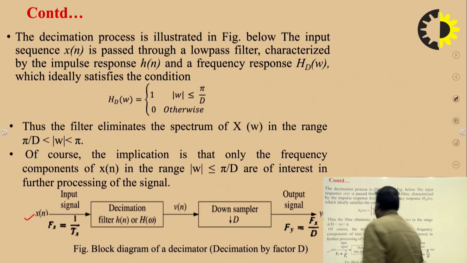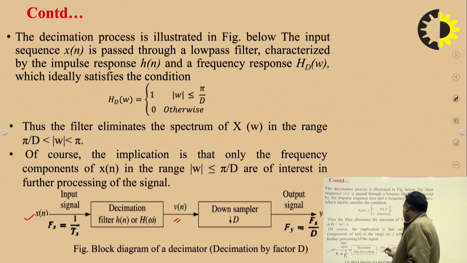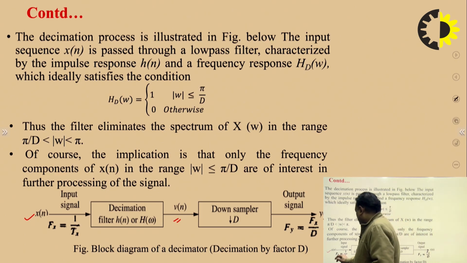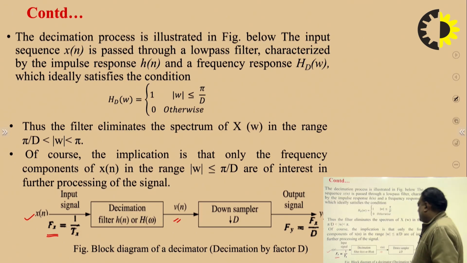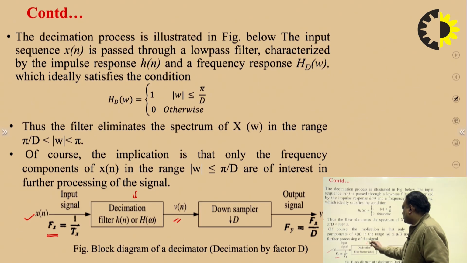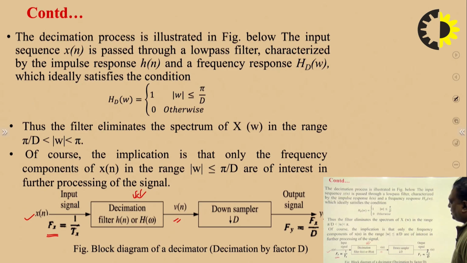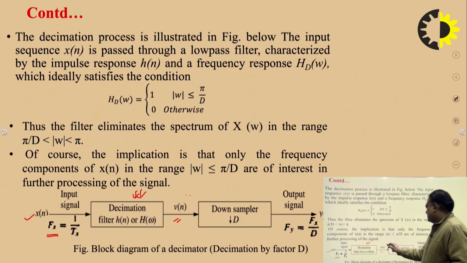First of all, we pass our input signal x[n] through a decimation filter. It is also called an anti-aliasing filter, and it is a type of low pass filter. The output of this decimation filter is then passed through a downsampler to get the output signal. Let's say the input signal has rate fx, which is equal to 1 by Tx. After passing through the decimation filter, only the bandwidth is restricted, but there is no change in the rate. But when this v[n] signal passes through a downsampler, the rate changes. So this is the decimation process.